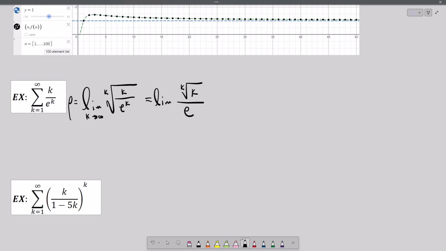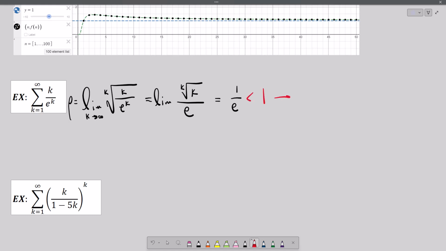So what is this limit? 1 over e. The kth root of k, we now have this basic fact, goes to 1. So this is 1 over e. Compare that to 1. Is that bigger than 1 or less than 1? Less than 1. It's about a third.